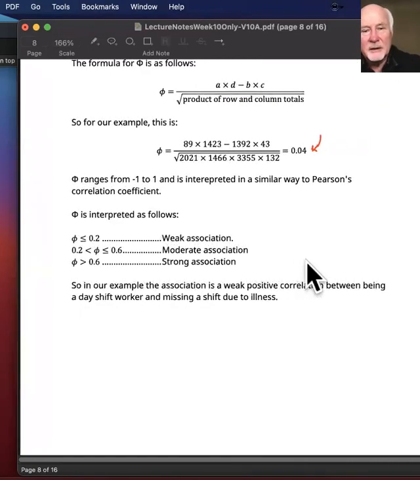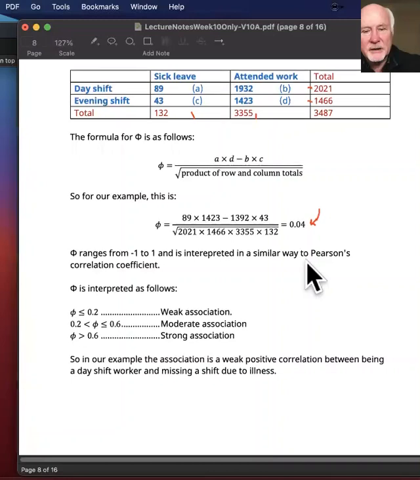Okay, so that's kind of a handy thing to know. It's another way of reporting on the results of something like this. Very handy if you've got survey results and you've got this sort of data to work with.